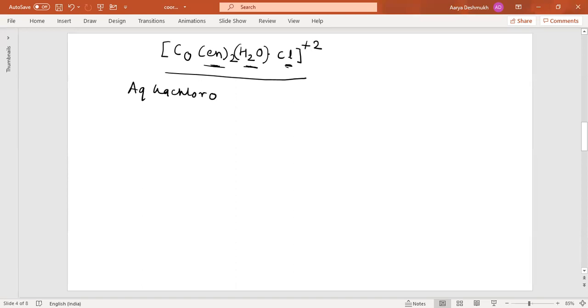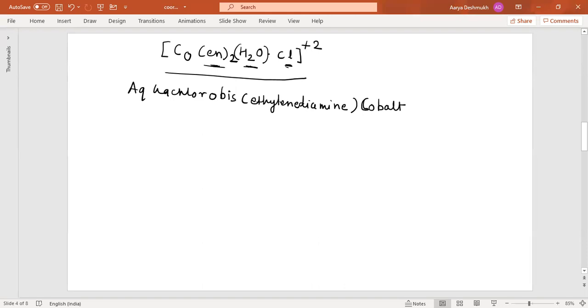Now there are two ethylenediamine. So we have to write here ethylenediamine continuously, no space should be there. Now comes the metal. Again, there is no space. Cobalt.